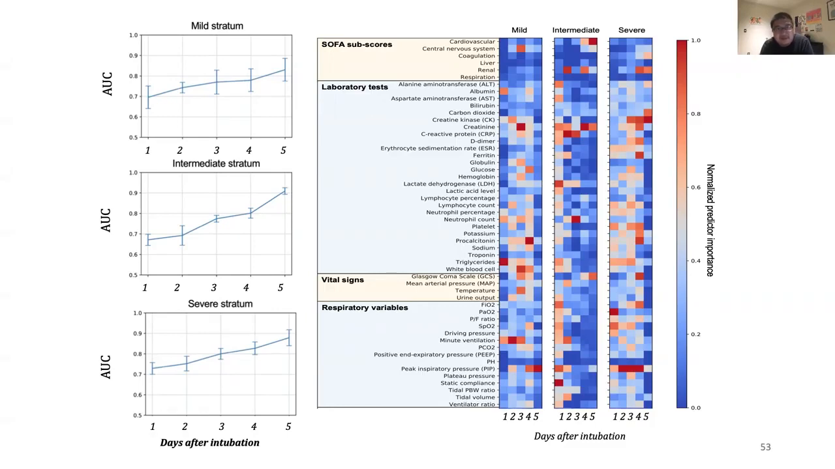We also show the differential contributions of different predictors, from SOFA subscores to lab tests to vital signs and respiratory variables. This is just based on the feature importance score produced in the scikit-learn package for random forest. We can see that from day 1 to day 5, across different strata, the contributions of those factors are different.